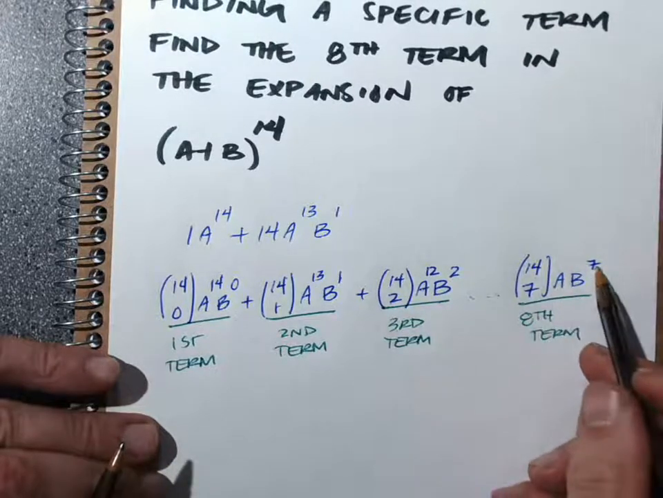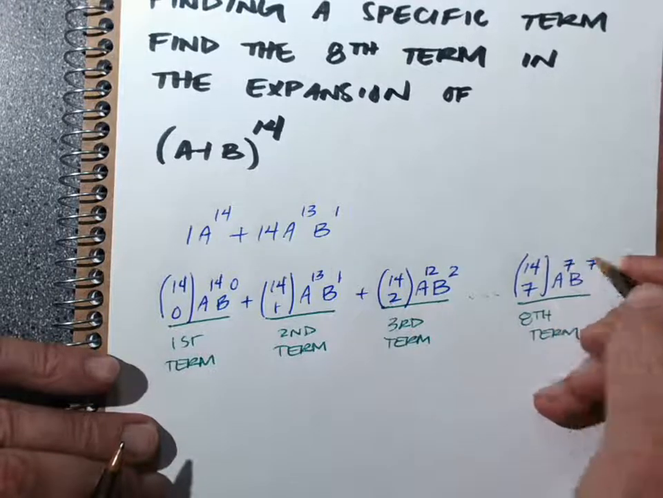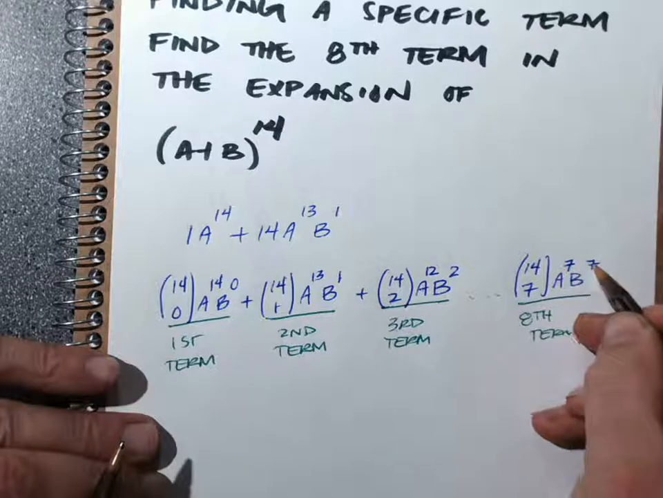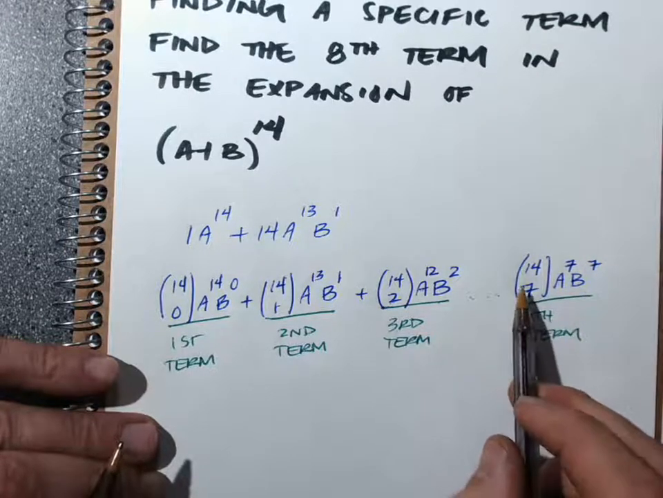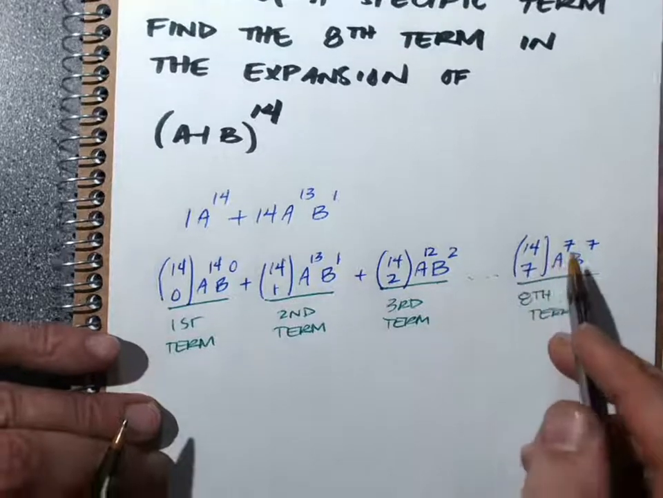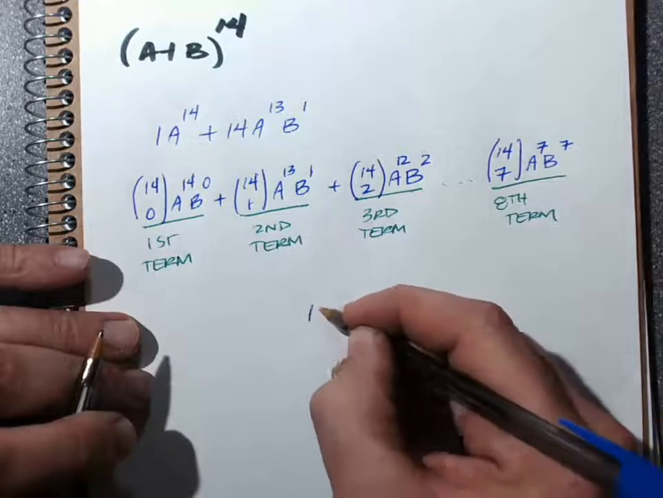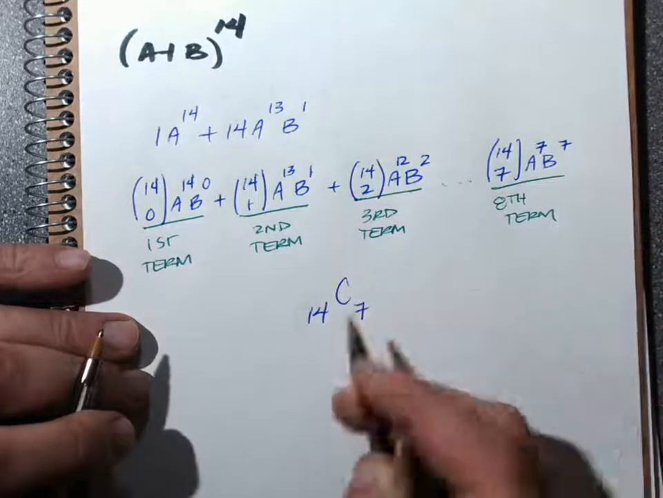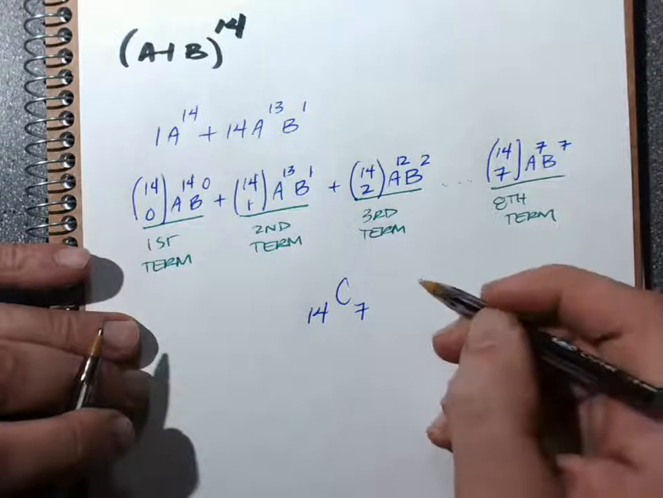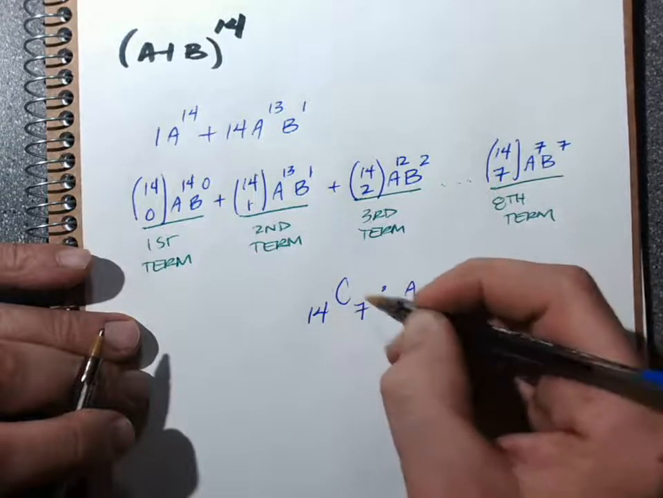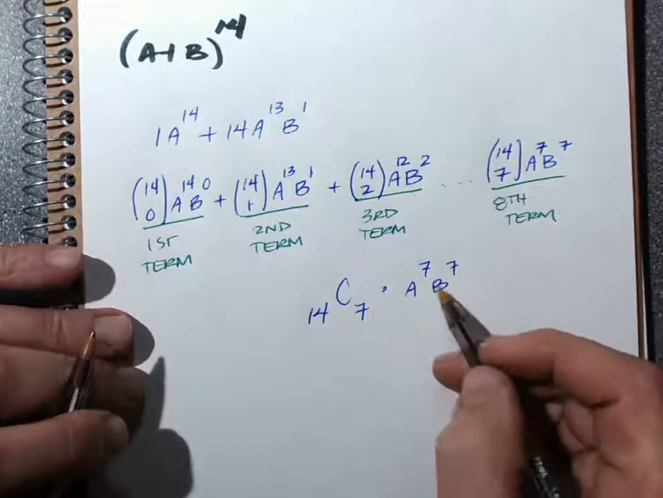And now the leftovers, they do add up to 14 every single time. So the leftovers would be for a, and that's 7. Those two add together to make 14. So this is the 8th term. Now, let's not leave it like that. Instead, we have to figure out what this is. So 14 choose 7. That's the fastest way to do it on a calculator. And then whatever number that is, then a to the 7th, b to the 7th.